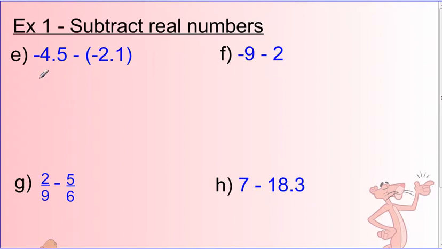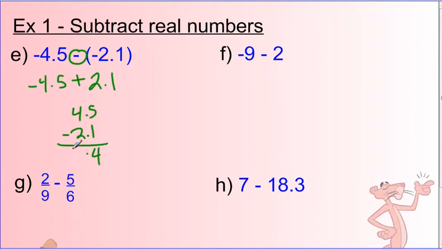Okay, letter E. So first thing I do is I KFC, because there is a subtraction sign right there. So negative 4.5 plus, and I change this to a positive 2.1. Keep, flip, change. Now my signs are different, so I have to subtract. So 4.5, 2.1, we're going to subtract this thing. 5 minus 1 is 4, 4 minus 2 is 2. And is this going to be a positive or negative? Well, you keep the sign of the bigger number, which is negative. So it's a negative 2.4.